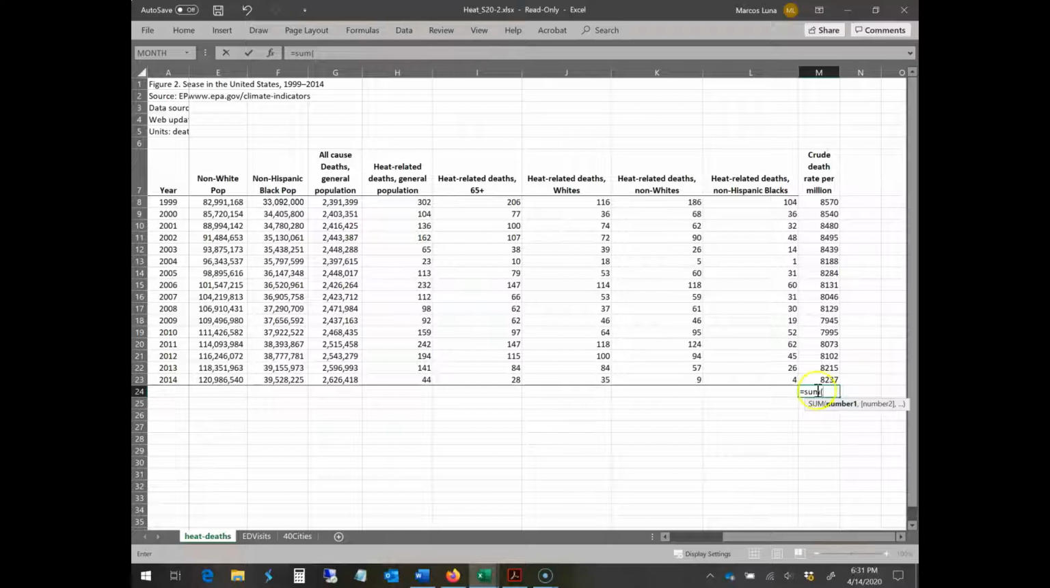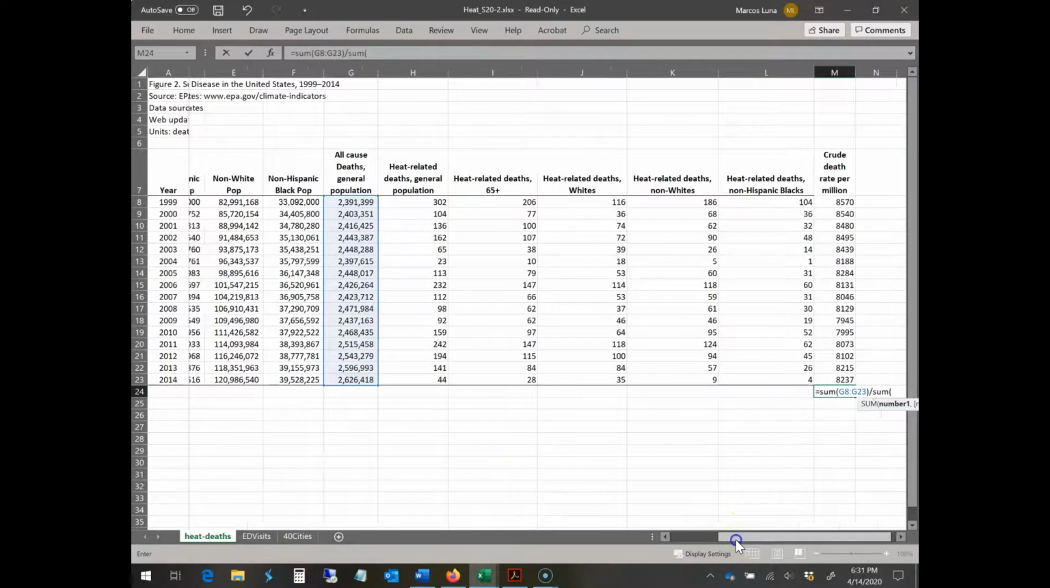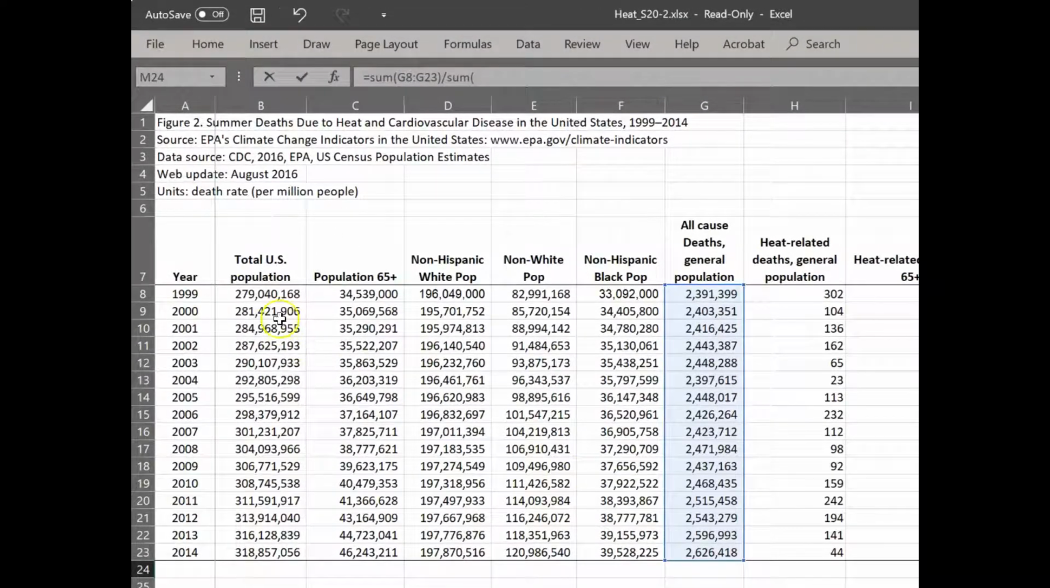So what that means, I'm starting with a sum formula. I'm going to take all the deaths from 1999 to 2014, add them all up. And then I'm going to divide the sum of all the population numbers for the same time periods. I'm going to scroll to the left here and highlight all of the population numbers for the same time period. Now I'm going to move up to the formula bar so I can complete it without jumping around. Closing off that.